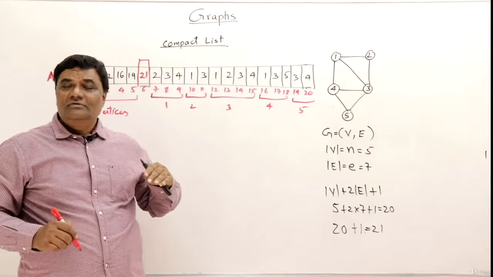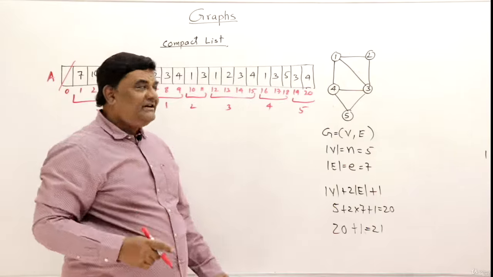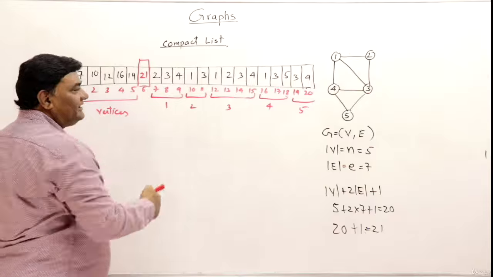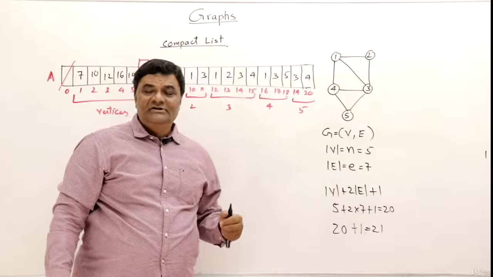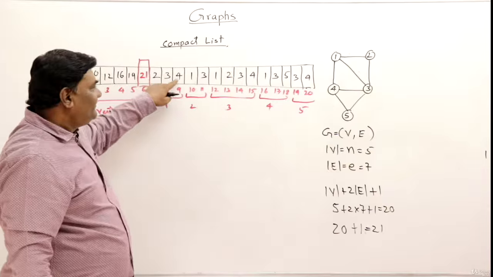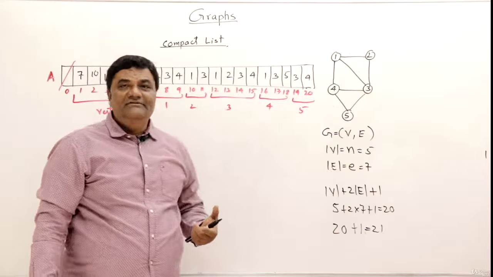I have not stored weights. If you want to store weights, then you should have one more array. It means a two-dimensional array, 2 rows and 21 columns. In each location you can have the vertex number, and below that you can also have its weight.